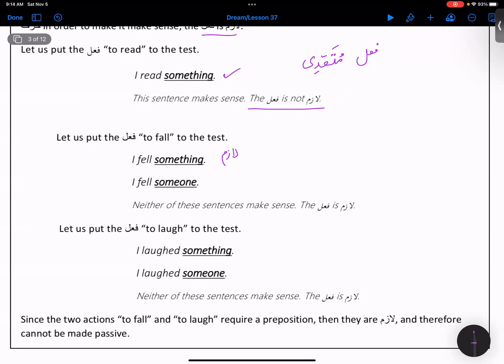Okay, now next one. I laughed something. Again, I laughed at someone will make sense, right? But we are not going to add any preposition. I laughed something or I laughed someone. Does it make sense or not? No, it doesn't make sense. So that means this is an example of fail lazim.